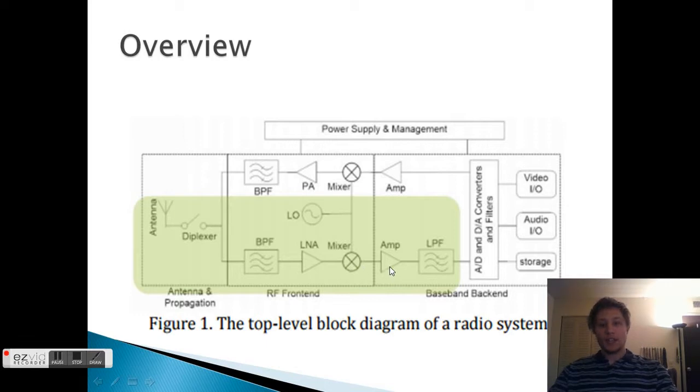Now, the stage right here is an amplifier again because we need to amplify it up so that it's easier to work with as well. This low pass filter at the end is getting rid of all that extra high frequency noise that we do not want, because some of it will slip through right here, and with this amplification we need that in order to filter out the other stuff.